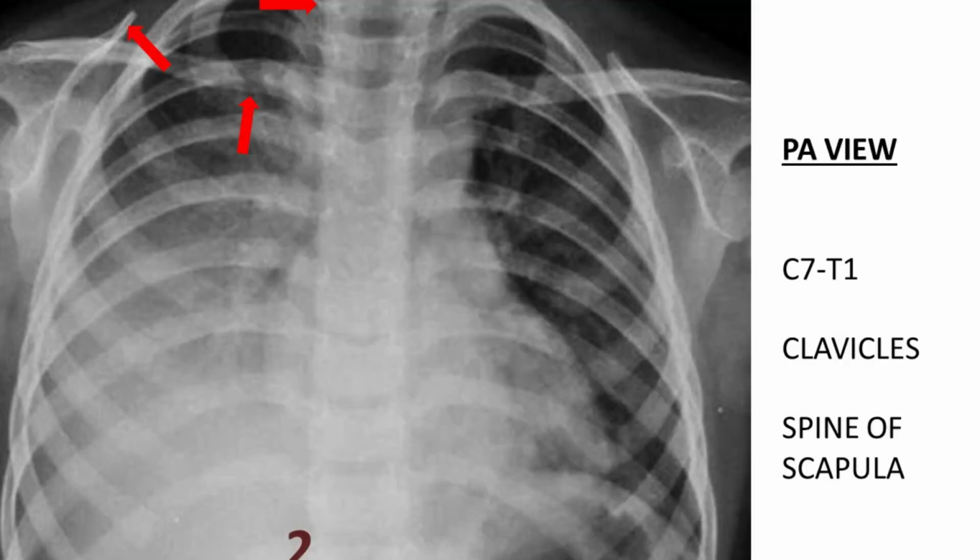Now we'll go to the second one. So you can see the PA view. The C7T1 is not seen here, but when you look at the hanging appearance of the scapular spine, you can see that it's very typical to say this is PA view, nothing else. The clavicle is also very horizontal, saying that this is a PA view.